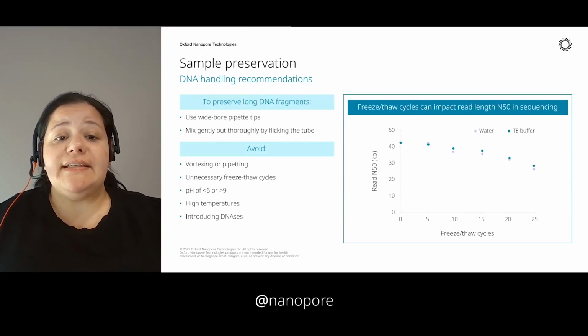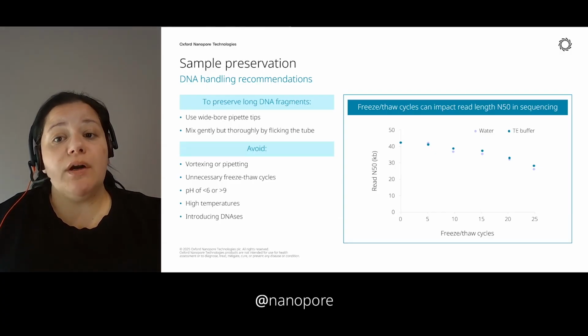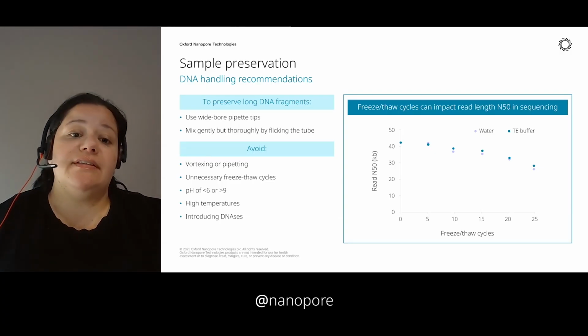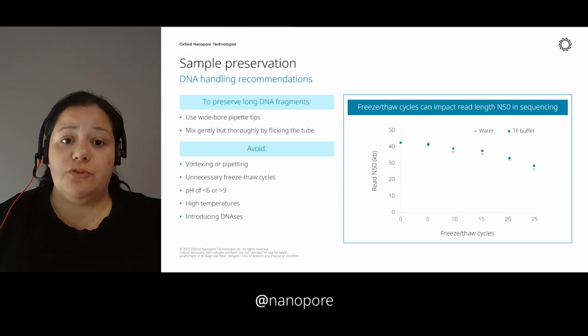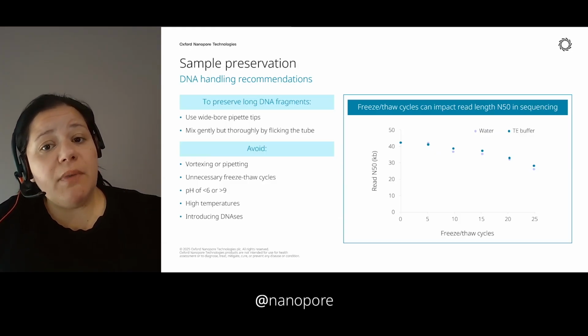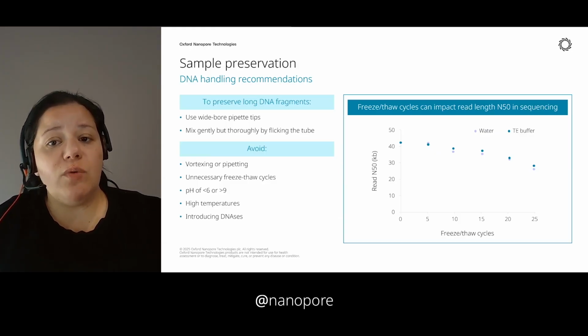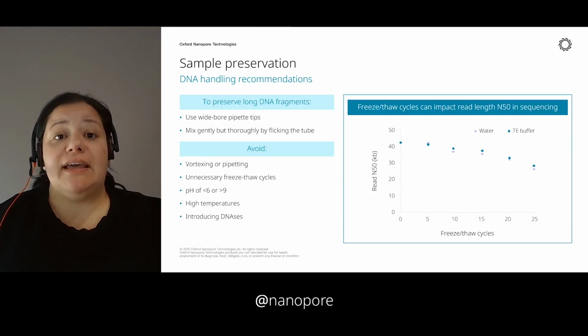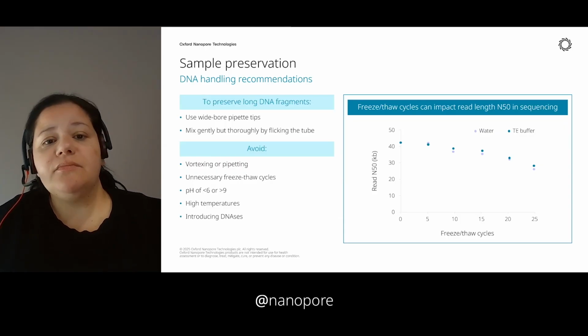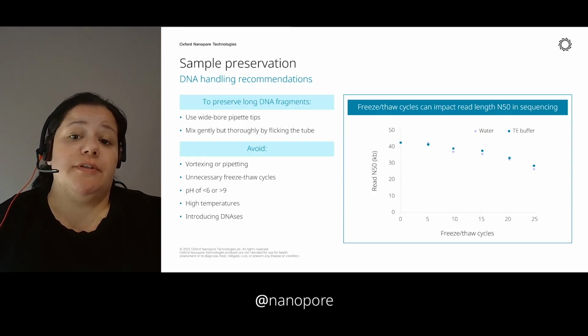When handling DNA samples, if you wish to preserve the really long fragments, you should use wide-bore tips and mix by flicking the tube. You should not vortex the tube. We also don't recommend pipette mixing, but if you really have to do it, then do it slowly and again with wide-bore tips. When you freeze a sample, it is possible that you will subject it to freeze-thawing cycles.